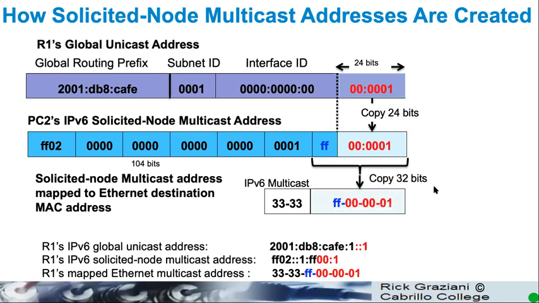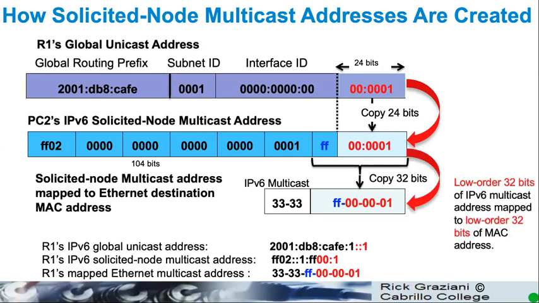Then the next 32 bits, that's why I've got FF in blue: the FF from the solicited node multicast address and the 24 bits from the global unicast address all get copied into the Ethernet MAC address, which is a multicast. I'm going to show you how all this comes together in a moment. But what's happened here is 24 bits got copied from the unicast to the multicast, and then 32 bits got copied from the multicast to the MAC address.